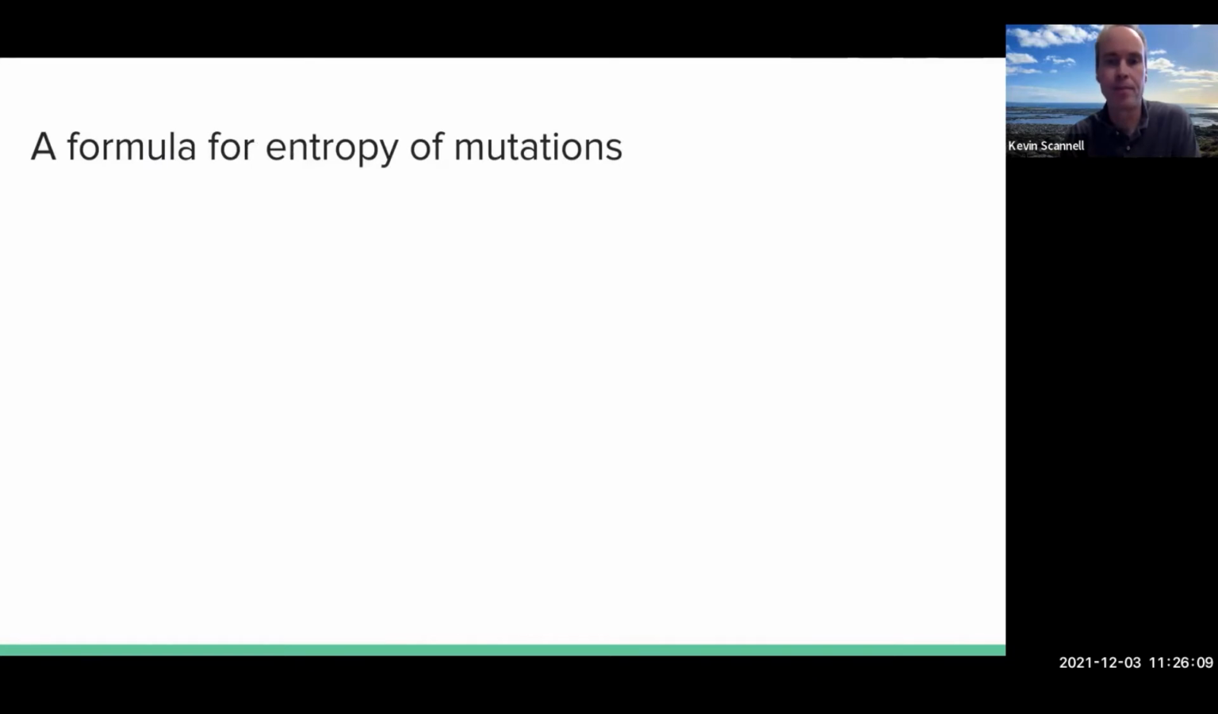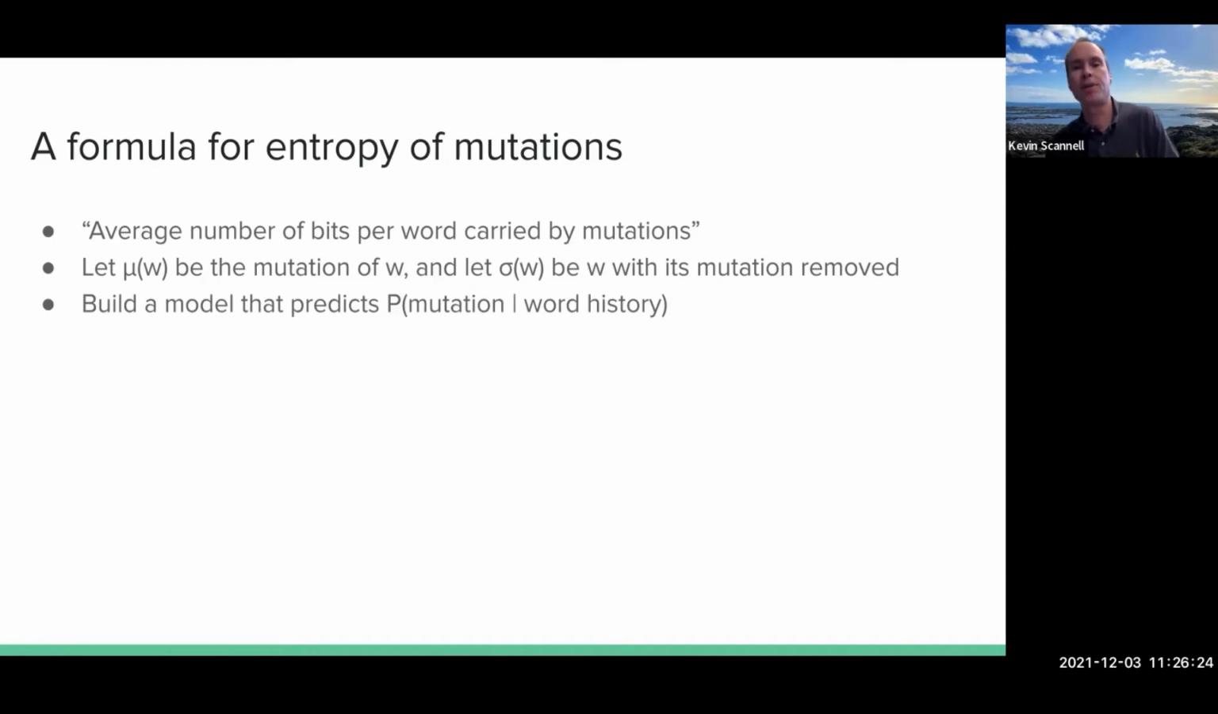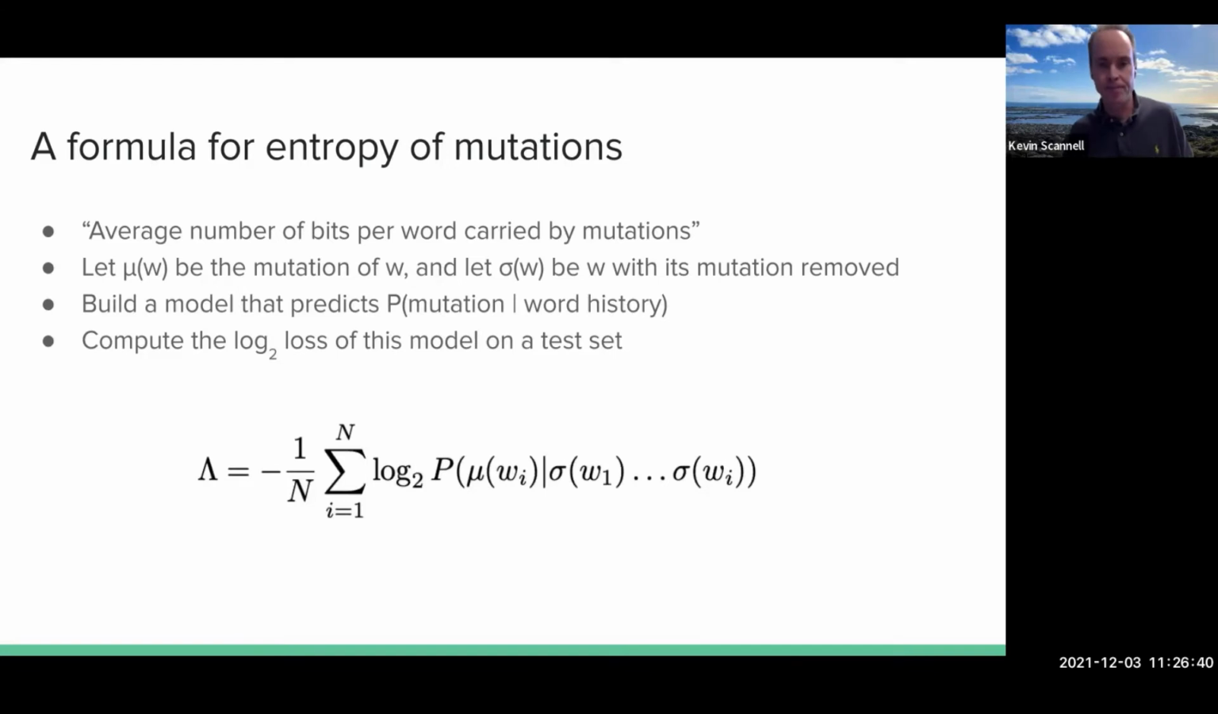So here's the formula. If you like the mathematics, I write mu for the mutation of a word and sigma for the stripped word. And somehow I'm going to build a statistical model that predicts the probability of a mutation given the preceding word history. And this entropy measure is just the log2 loss of the model on a set of test sentences. So the formula is this. And this is the thing that I'm trying to optimize.